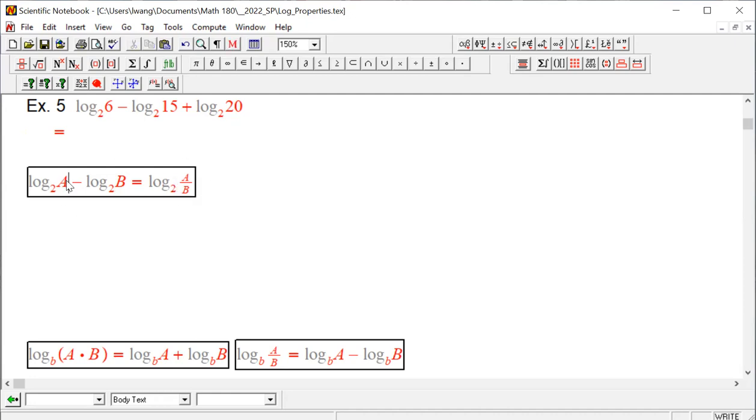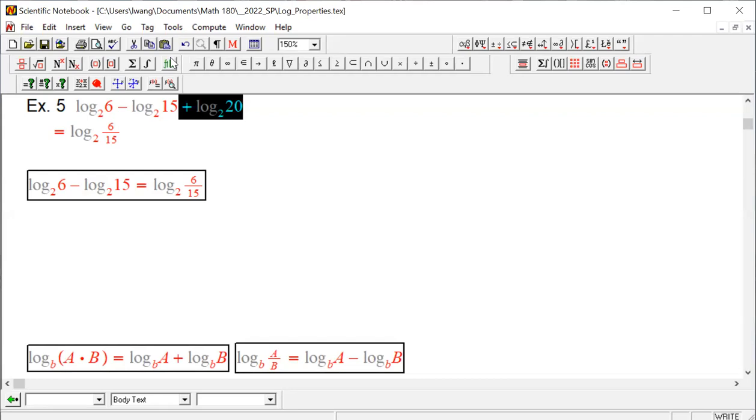And now we have a 6 and we have a 15. So A is 6, B is 15. And here you go. So these two, by quotient rule, we got that. And of course, still plus log base 2 of 20, right?